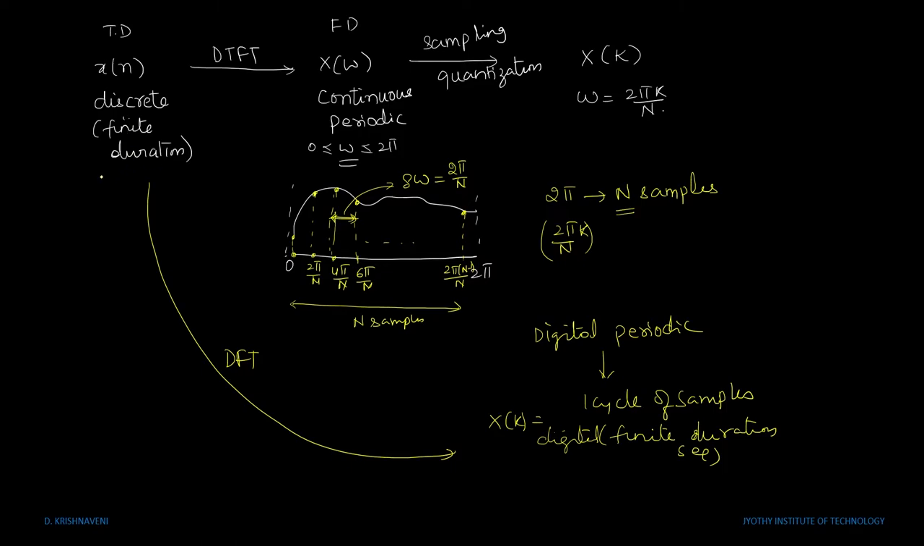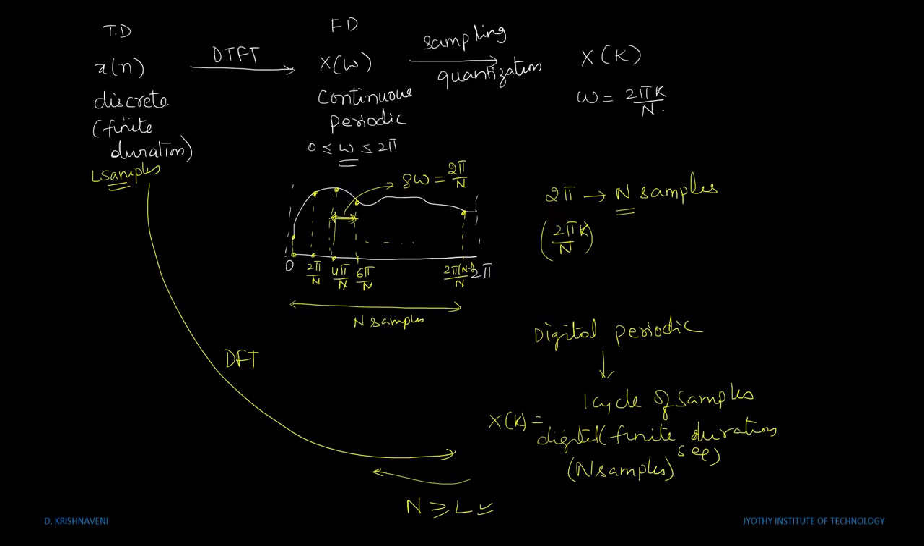So x of n is a finite duration sequence. Let us say L samples are present in x of n. Then x of k is a digital finite duration sequence, and N samples are present in x of k. You can see that we have taken N samples per cycle, so that when we take one cycle from the digital periodic signal, we get N samples. Now, if we have to reconstruct x of n from x of k, the condition should be that N should be greater than or equal to L. N is the number of samples we have taken in the frequency domain. L is the number of samples present in the time domain sequence. If this condition is satisfied, then x of n can be obtained or reconstructed back from x of k.